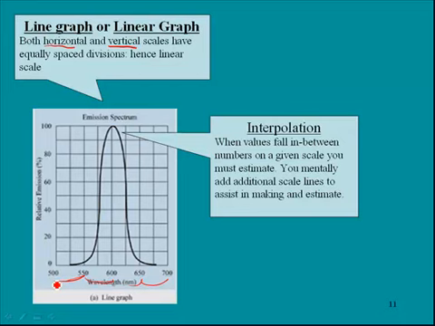Hence the term a linear graph. That word we talked about on the previous slide, interpolation, is when values fall in between numbers on a given scale, you must estimate. So say we want to know what is the value that exists at maybe this point right here. You have to make the estimate based on the values that are in between, in this case, between here and between here.